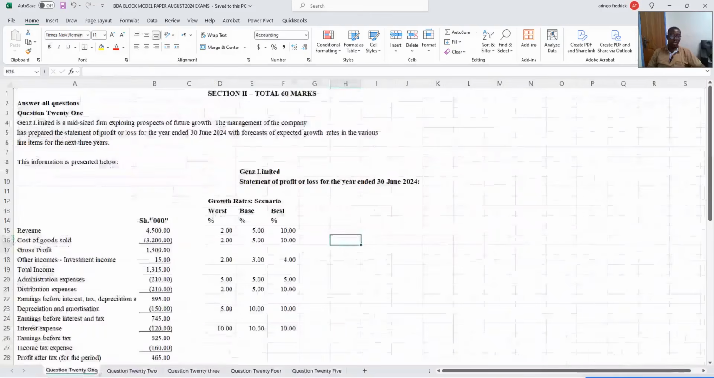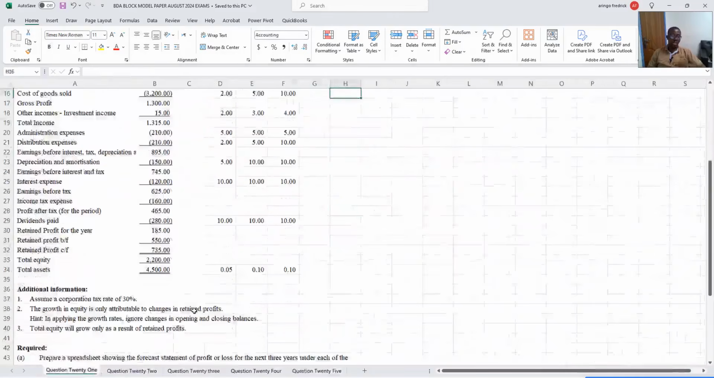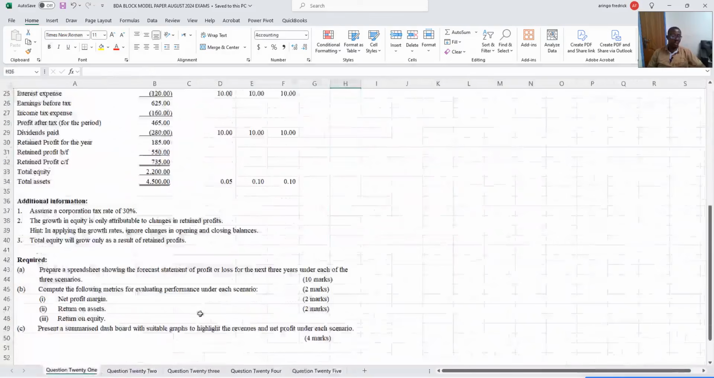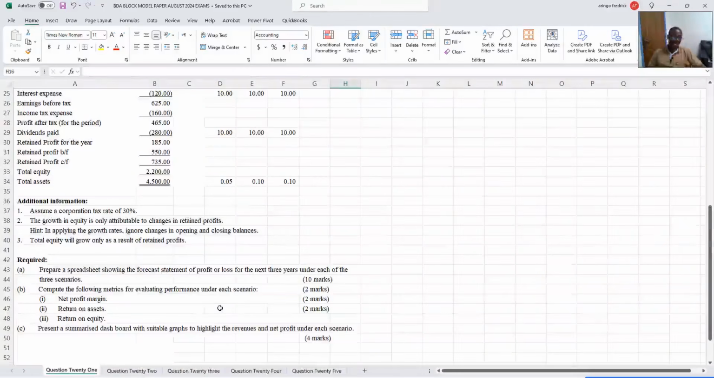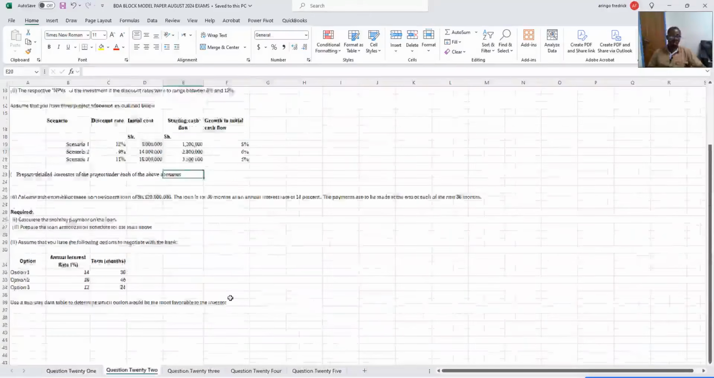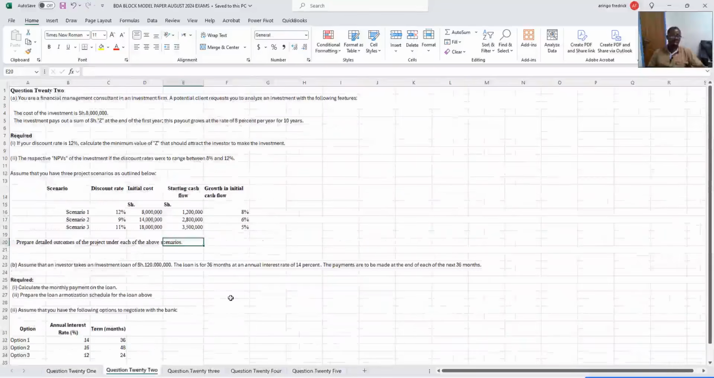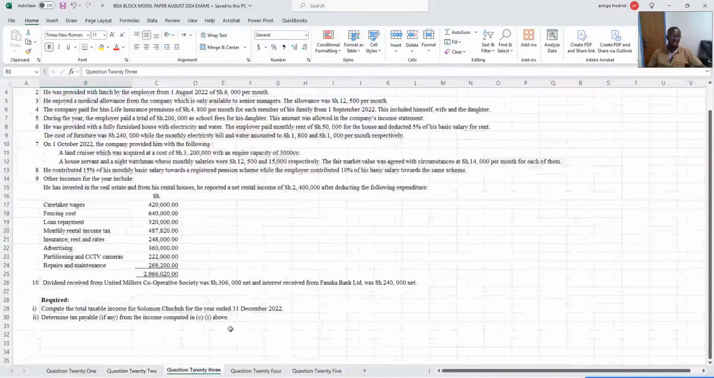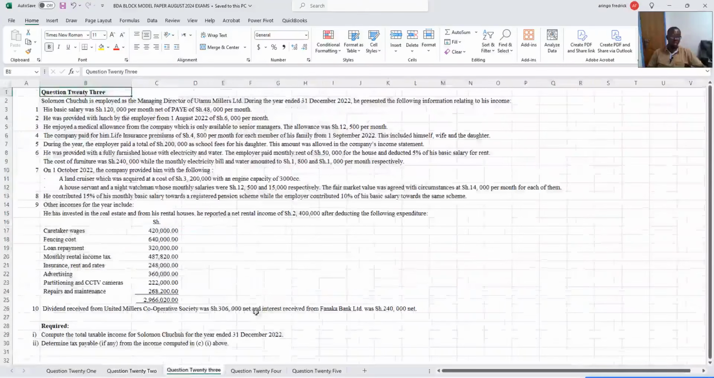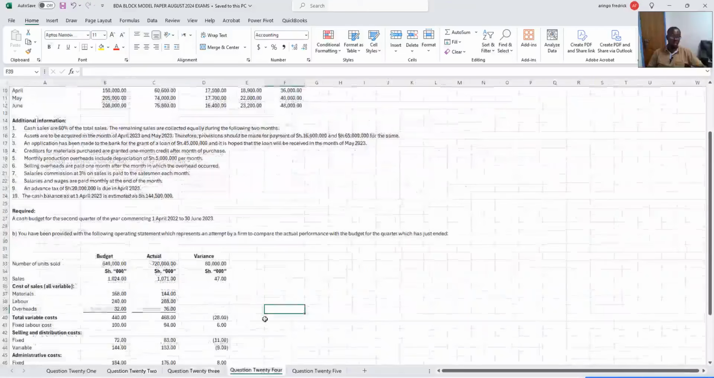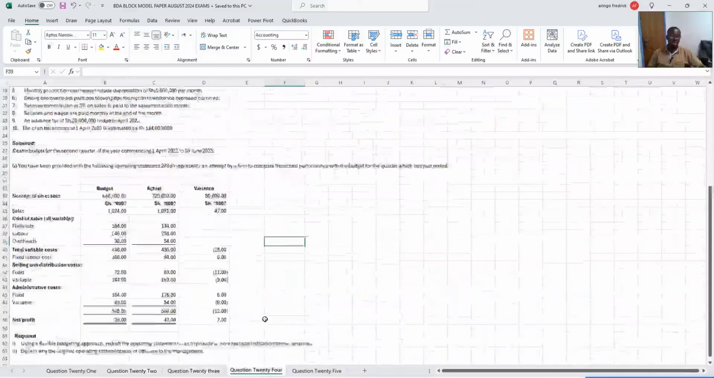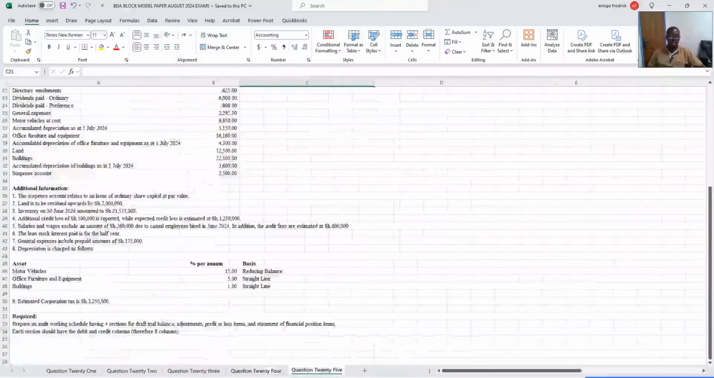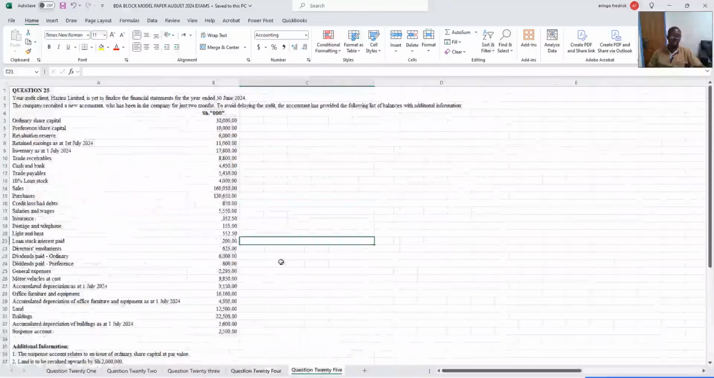The first question is all about aspects to do with FAR FM because it has a component of ratios and financial reports. Question number two is more to do with financial management. Question 23 is more to do with taxation. Question 24 is management accounting. And question number 25 is about auditing.